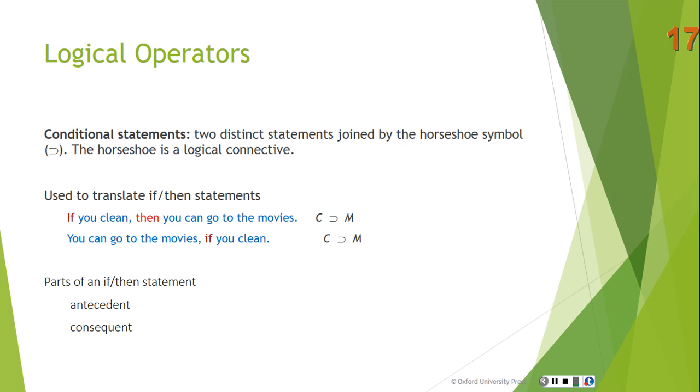Okay, then there are two terms for the different parts of the if-then statement. The phrase that comes after the "if" we call the antecedent. The phrase that comes after the "then" we call the consequent. So, when you translate, you put antecedent, horseshoe, consequent. You'll need to know those terms in this class.